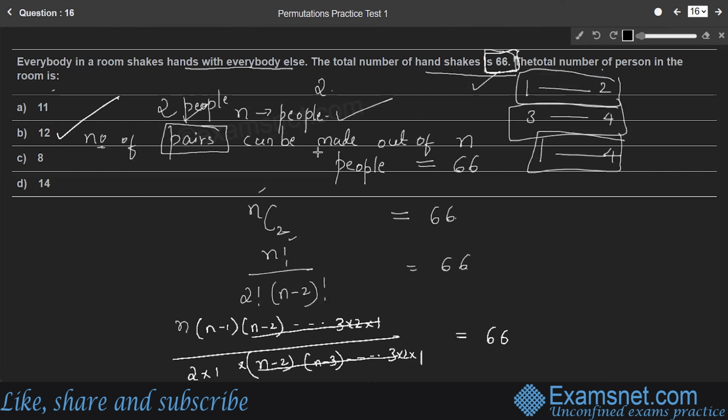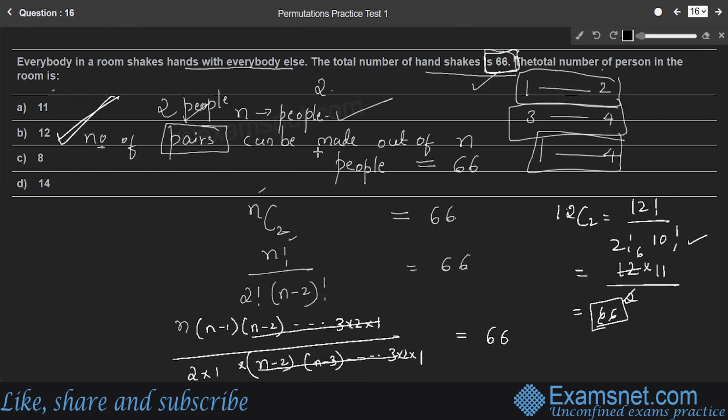You can verify the answer: 12C2 should be equal to 66. So factorial 12 divided by 2 factorial into 10 factorial, since 12 minus 2 factorial is 10 factorial. Here 10 factorial and 10 factorial will get cancelled. In the numerator, we have 12 into 11, and the remaining part gets cancelled because the remaining part is nothing but 10 factorial. And we have 2 in the denominator. So 2 into 6 is 12, so 6 into 11 is 66. Therefore, option B is the right answer.